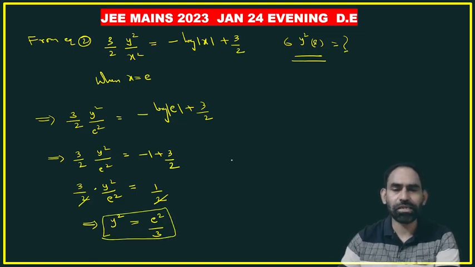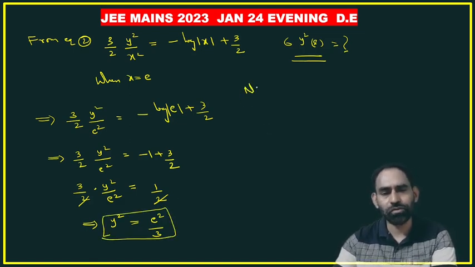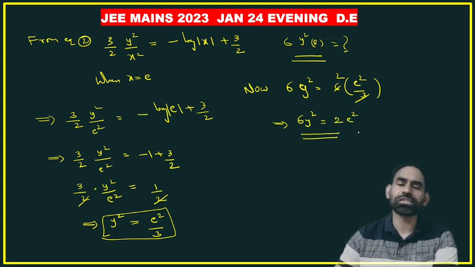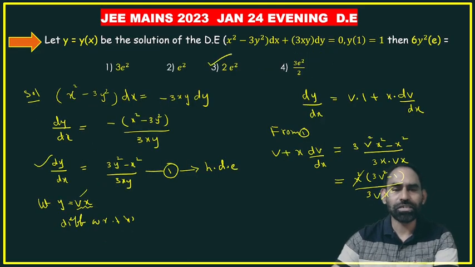But here they are asking for 6y square. Now we are finding 6y square: 6 into y square, which is e square by 3. So the 3 and the 2 cancel, and the value of 6y square is 2 into e square. This is the solution. So the third option is the correct option.